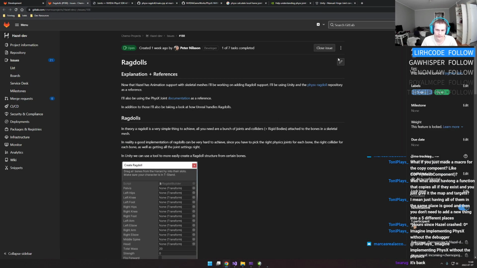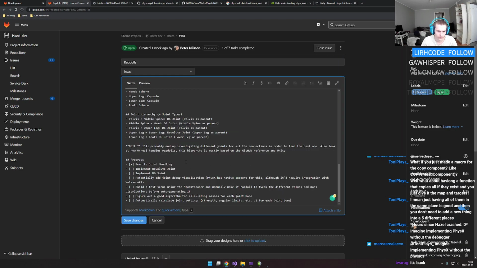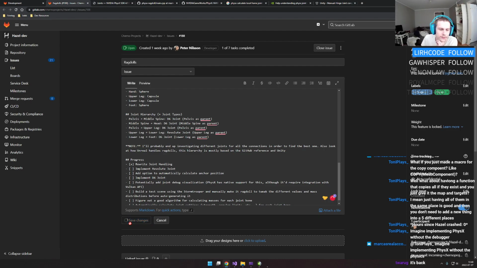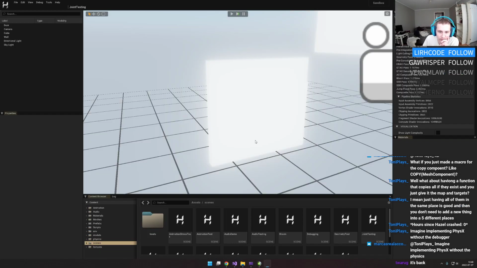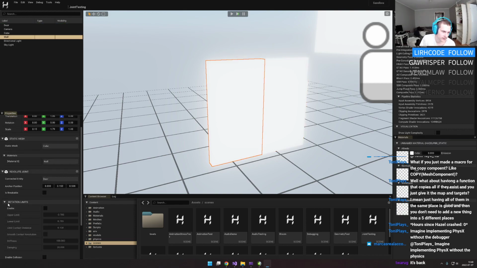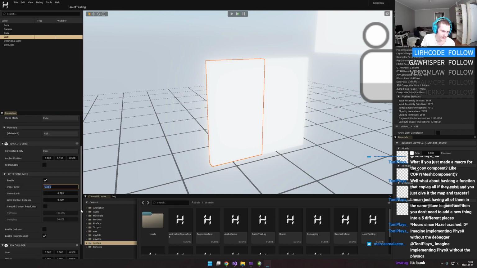Let's go in here, edit. We will add an option to automatically calculate anchor position. That's presumably something we'll want. Okay. Either way, let's start testing this.